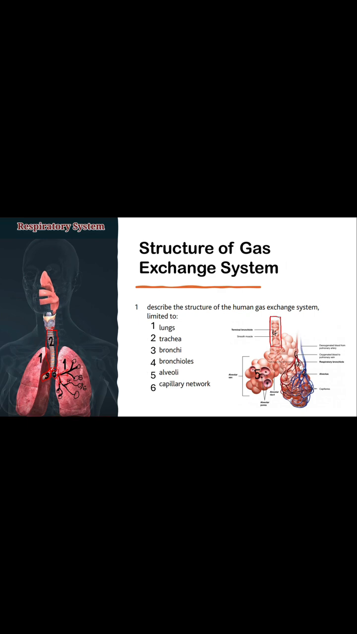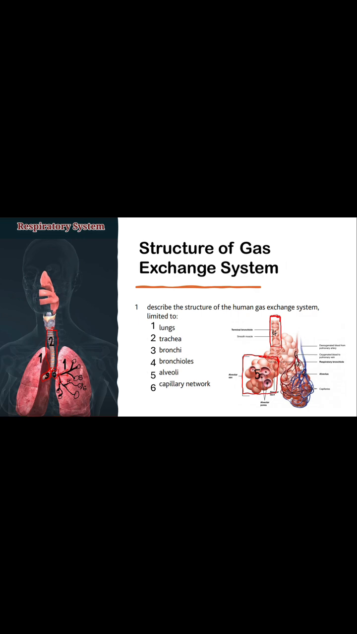This is a terminal bronchiole, which is one of the smaller ones, and they are the final bronchioles because they lead into the alveoli, which are these grape-like looking bunches. So these are actually empty sacs, and they are where the main gas exchange occurs.